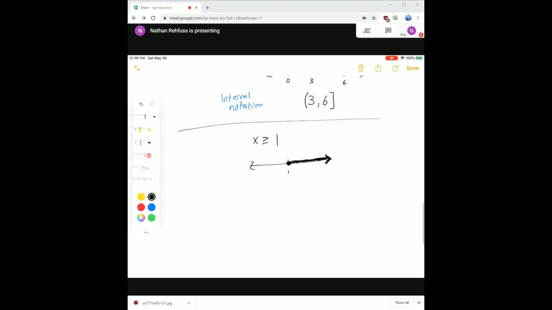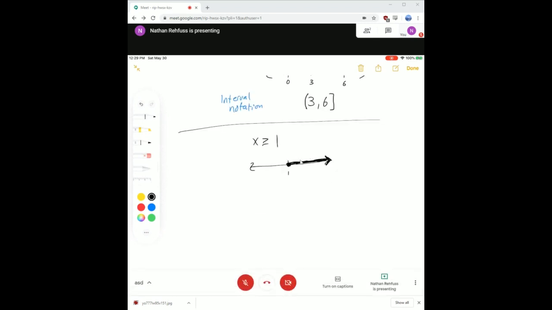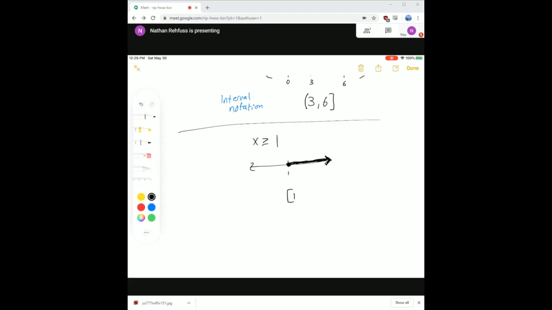so I need an interval to represent this. This is one unbroken line, so I can represent it with an interval. I'm going to start at 1, and 1's included, so it gets a bracket. But then there's no stopping point. So in this class, I want to be very clear that infinity is not a number. I can't do mathematics with infinity. Like, there's no consistent way to say add, subtract, multiply, or divide by infinity. So it's not that kind of number.